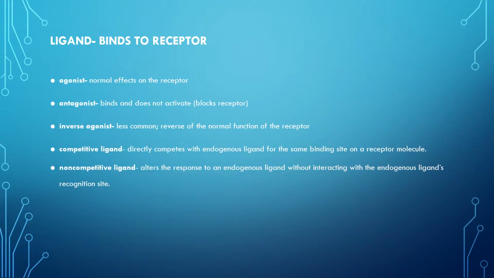Okay, some examples of these. Agonists: it's just your run-of-the-mill deal. It goes into the receptor and it causes change. Antagonist binds and does not activate. It's basically a blocker. Inverse agonist, which is less common, reverses the normal function of the receptor. Competitive ligand directly competes with the endogenous ligand for the same binding sites on a receptor molecule. Non-competitive ligand alters the response to an endogenous ligand without interacting with the endogenous ligand's recognition site.